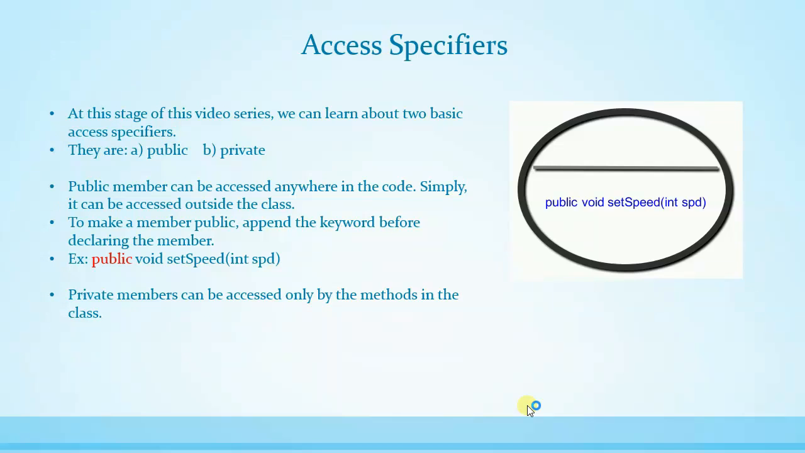Private members can be accessed only by methods in the class. So if I have a private data member here, only the methods inside this class can access it. When we try it from outside the class, we will get a compiler error. Here an example is shown to set a private data member. int speed is a class data member, and we add the keyword private in front of this declaration, then this member becomes private.